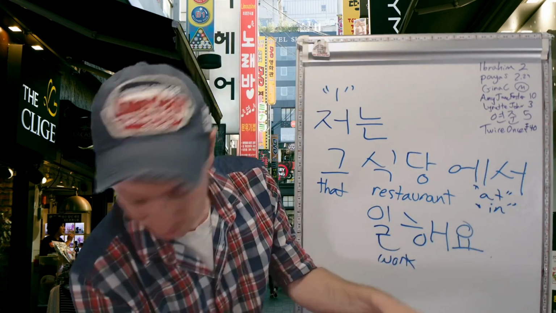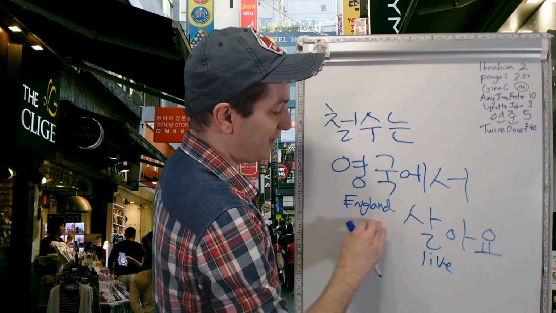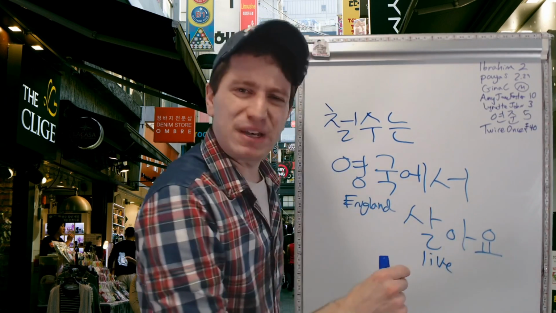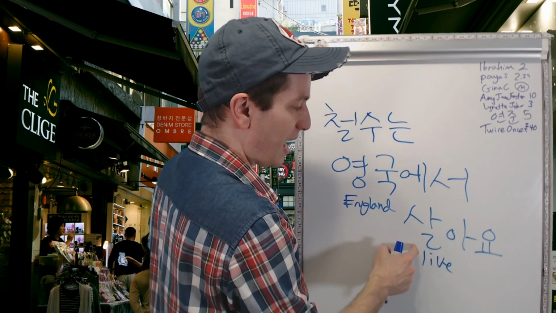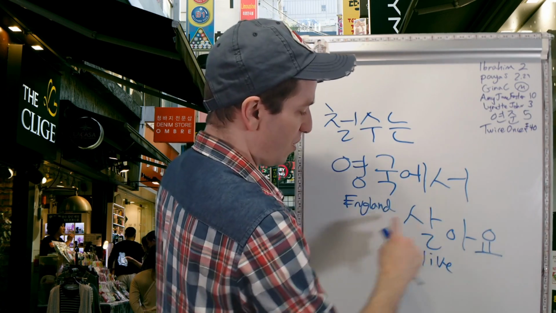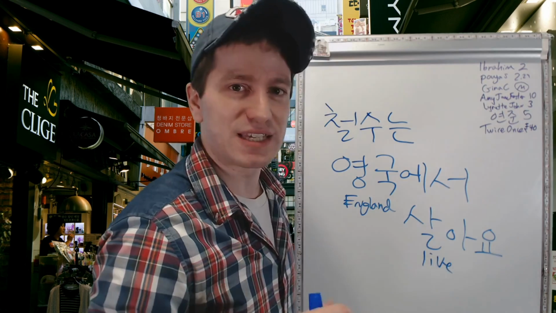Let's do one more example. 철수는 영국, England에서. Something is happening in England. Well, what is happening in England? Well, 철수 is living. 살아요. 철수는 영국에서 살아요. 철수 lives in England.